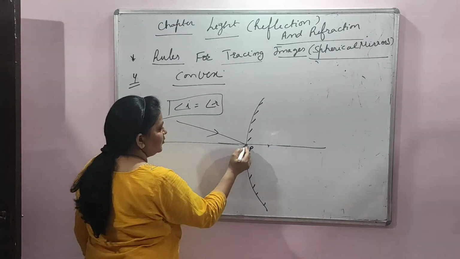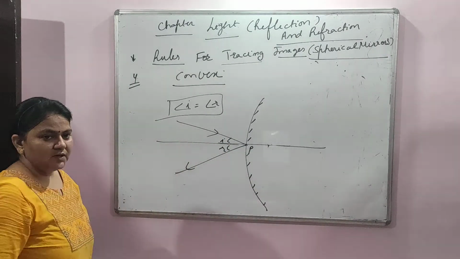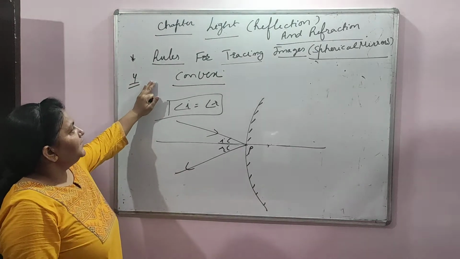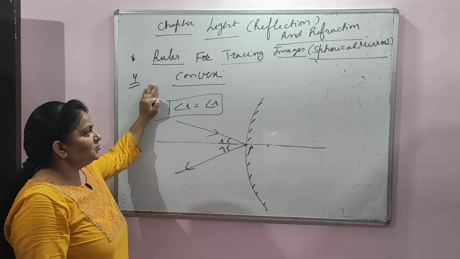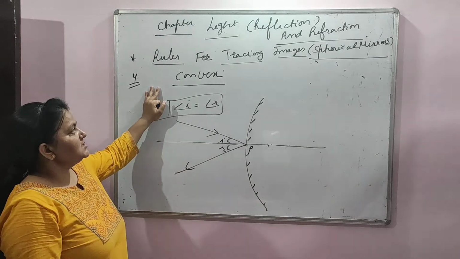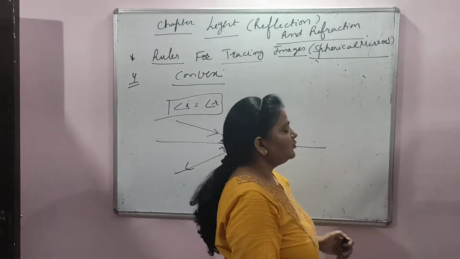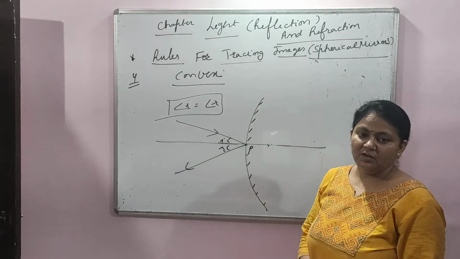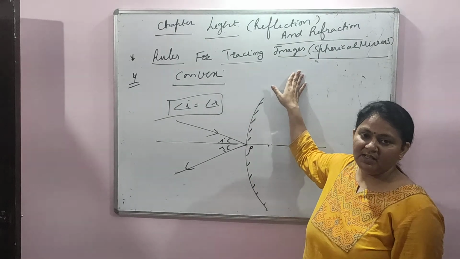An incident ray which strikes the pole will reflect with the same angle of reflection. So I hope that today we have completed this topic and you are aware now of the rules for tracing images. We will go with the next topic, how to trace images. But first of all, rules for tracing images, because if you are not familiar with the rules, then you can't trace images for concave and convex mirror. So these are 4 rules for tracing images by spherical mirror. Thank you.